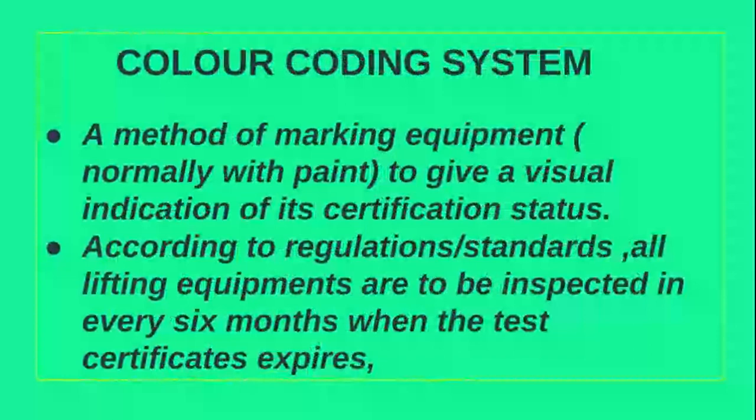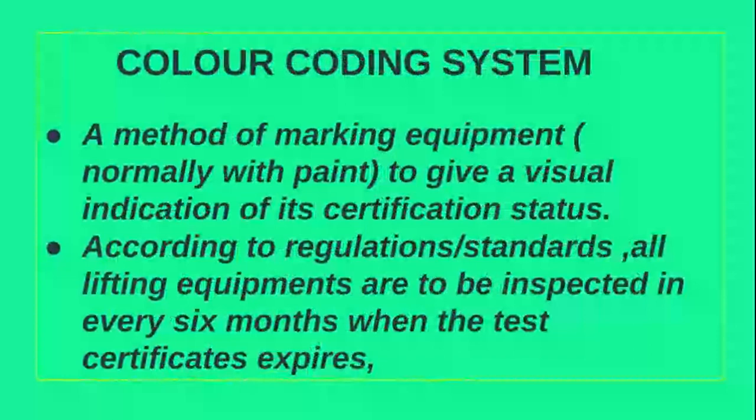It is a method of marking equipment to give a visual indication of its certification status. The color code is not a very big deal. It means the D-shackles or bow shackles and slings have a visual indication, normally paint or a tag. So from the color we can know that the certification is okay. It is a method of marking equipment, normally with paint, to give a visual indication of its certification status.